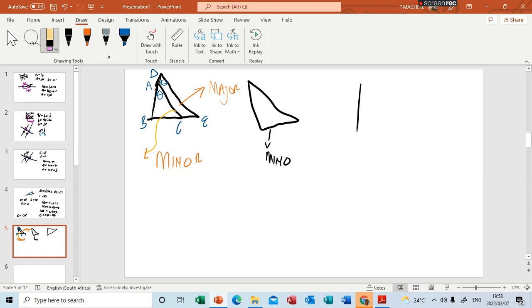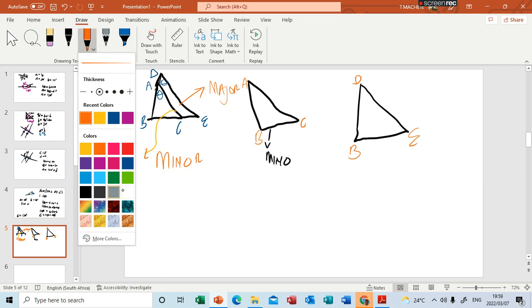So this is what you're going to do. You're going to find the ratio of the two. So let's write those points. It's point A, and then B, and then C. This one is D, B, and then E. Okay. So this is what you're going to do. This side, I'm going to highlight it.